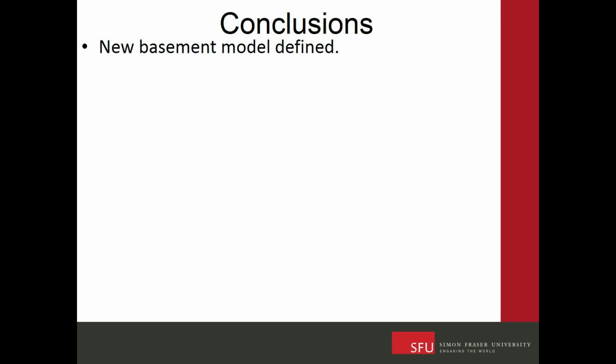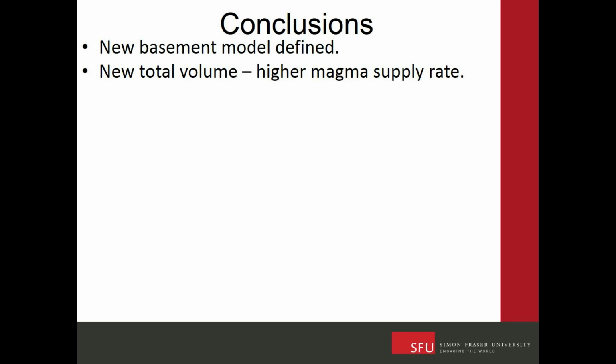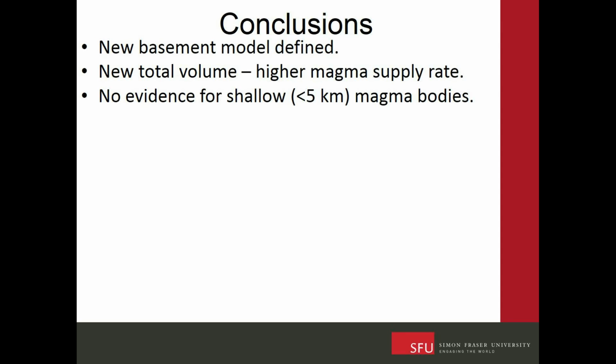So in conclusion, we've been able to define a new basement model, which has led to a new total volume of the volcanics, which is a higher magma supply rate. Within here, there's no real evidence for any shallow magma chambers. In fact, there's a recent MT survey I've done over this whole area which shows some conductors, but they're down at around maybe 8, 9, 10 kilometers depth, which is below our resolution for our surveys.